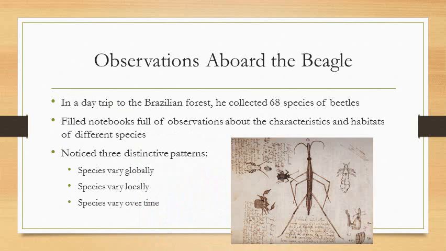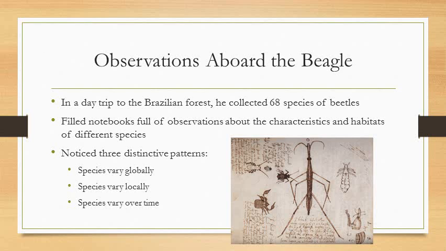So when he was actually on the HMS Beagle, he was able to make observations as they were traveling, but when he got a chance to stop, he would actually leave the ship and go and collect specimens that he could and bring back other specimens he could only make observations with. So for example, one trip that he did was to the Brazilian forest, and in this trip he actually was able to bring back 68 species of just beetles. From this, he was able to make drawings, he was able to make detailed observations. So he just filled notebooks full of observations.